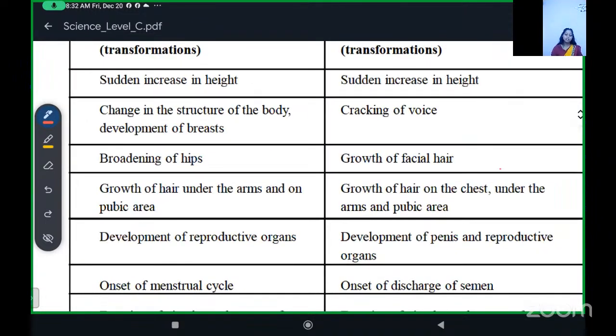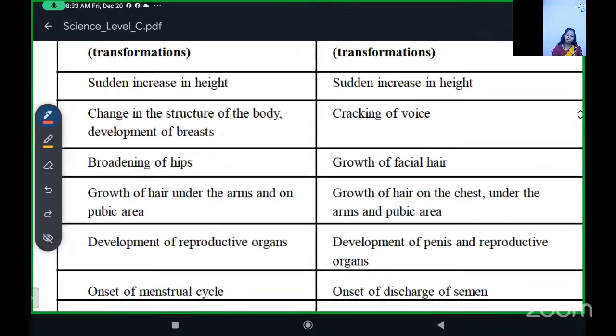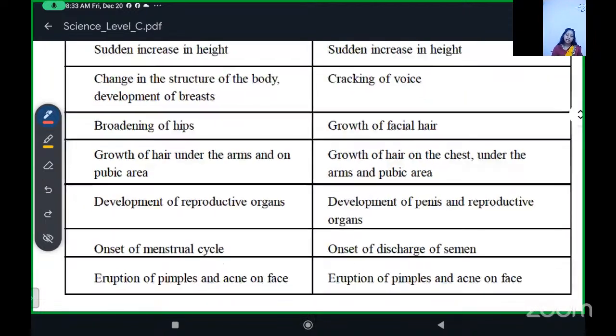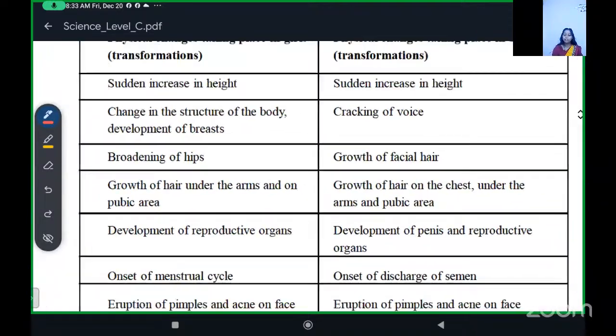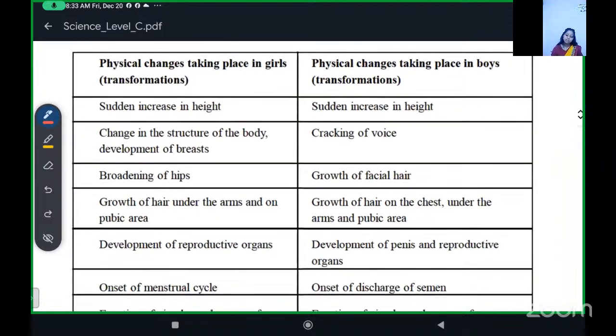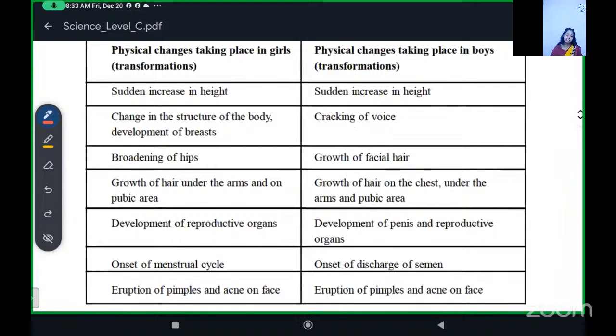Now, girls have physical changes such as change in the structure of the body and development of breasts, while boys develop a cracking voice. The voice becomes bold. Then, in girls, we have broadening of hips, whereas in boys, we have growth of facial hair, mustache, beard. Then in both of them, we have growth of hair under the arms and pubic area. Then girls have development of reproductive organs, and boys have development of the penis and reproductive organs.